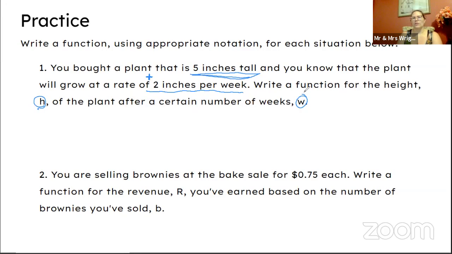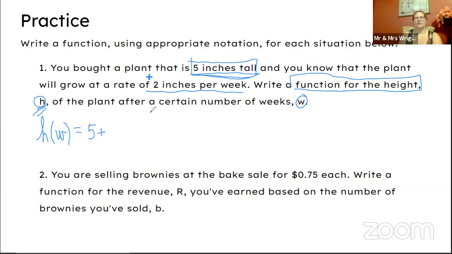Okay, so the function for the height, that tells me they want me to name this function h. And remember, the name of the function goes at the beginning, h, of the plant after a certain number of weeks. So we're not going to use x, we're going to use w. So this function is h of w. Okay, h of w is, now my plant started off at 5 inches tall. So no matter what, I'm going to always have 5 here. And it's going to grow at a rate of 2 inches per week.